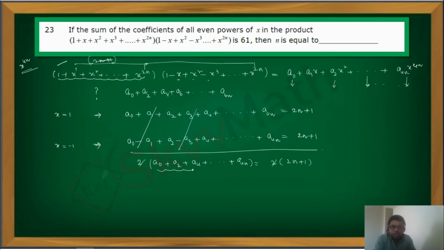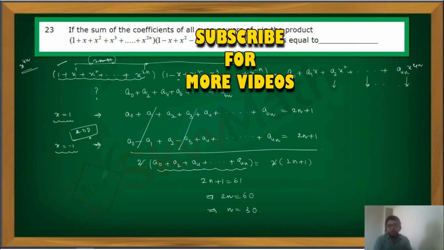Can you see this? What we wanted was a0 plus a2 plus a4 plus up to so on a4n, and this is given in the problem as 61. It is mentioned already in the problem that the sum is 61, so 2n plus 1 is equal to 61. This implies 2n is equal to 60, which gives the value of n as 30. Right. So this is a technique we always use. We substitute variable value 1 and variable value minus 1, and we add to get the sum of the coefficients of even powers of x, and we do the subtraction whenever we want the sum of coefficients of all odd powers of x.